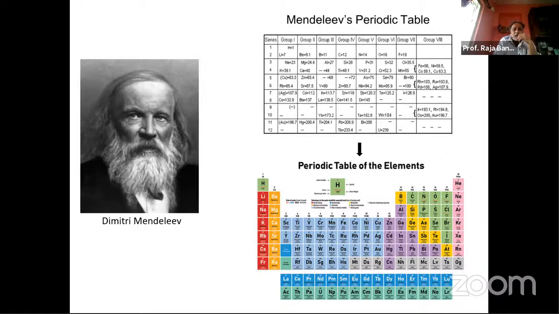There are 118 elements, and they are colored based on their chemical properties. Now the question is: are all these elements important for the formation of biomolecules?